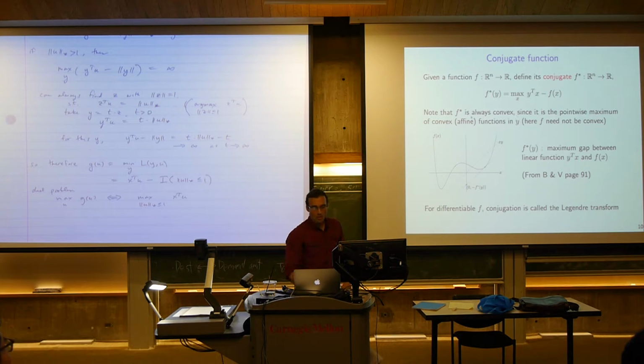And one thing that's nice about the conjugate function is that it's always convex. This is, in fact, somehow the same property as dual problems always being convex.